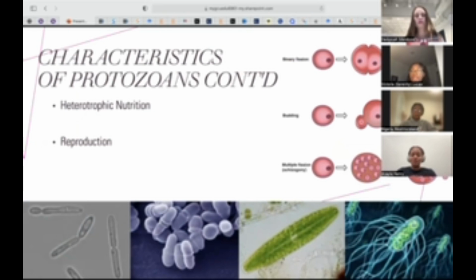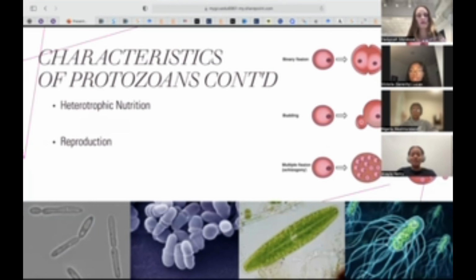Most protozoans are heterotrophic, getting their food from other organisms. They're able to survive off of what we see on the bottom of the slide, which are yeast, fungi, algae, and bacteria. Now, when it comes to reproduction, I find it pretty cool that protozoans can reproduce both sexually and asexually. It really just depends on the species.